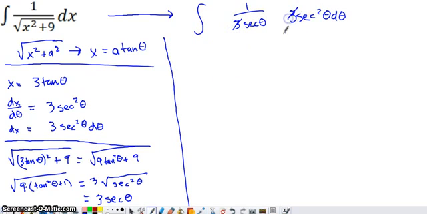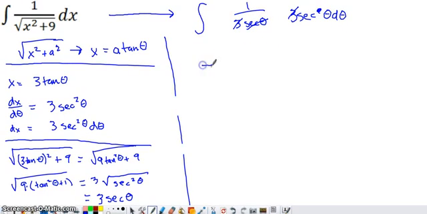We can do a little bit of simplification with the integrand at this point. The 3's are going to cancel. We have a factor of secant in the denominator. We have 2 factors of secant in the numerator. So one of those factors from the numerator will cancel with what's in the denominator, and then our integral is going to transform into this.